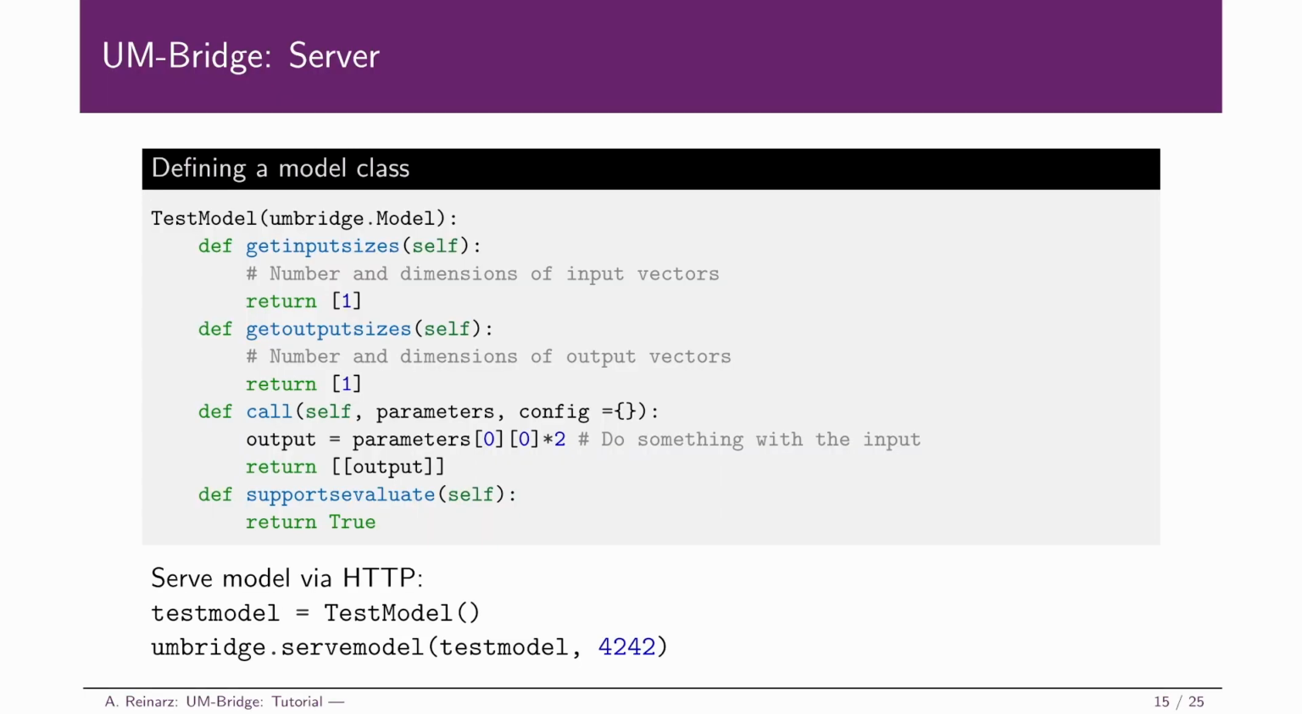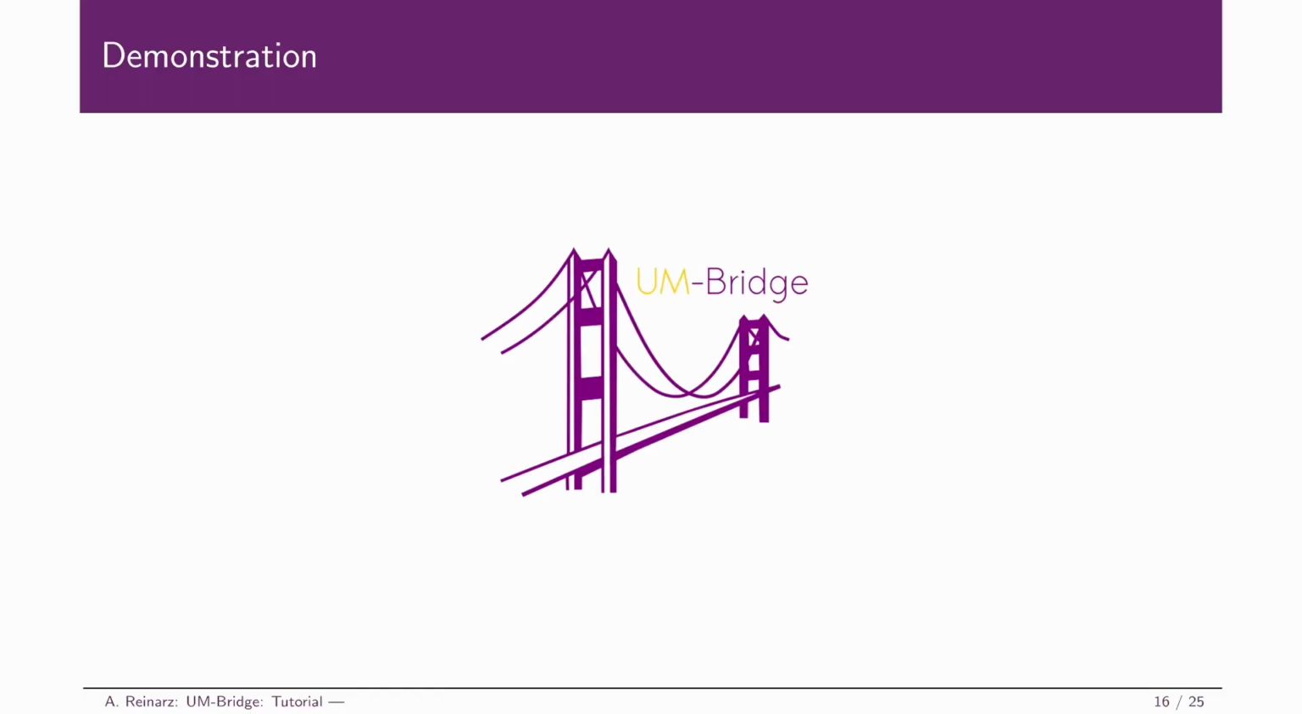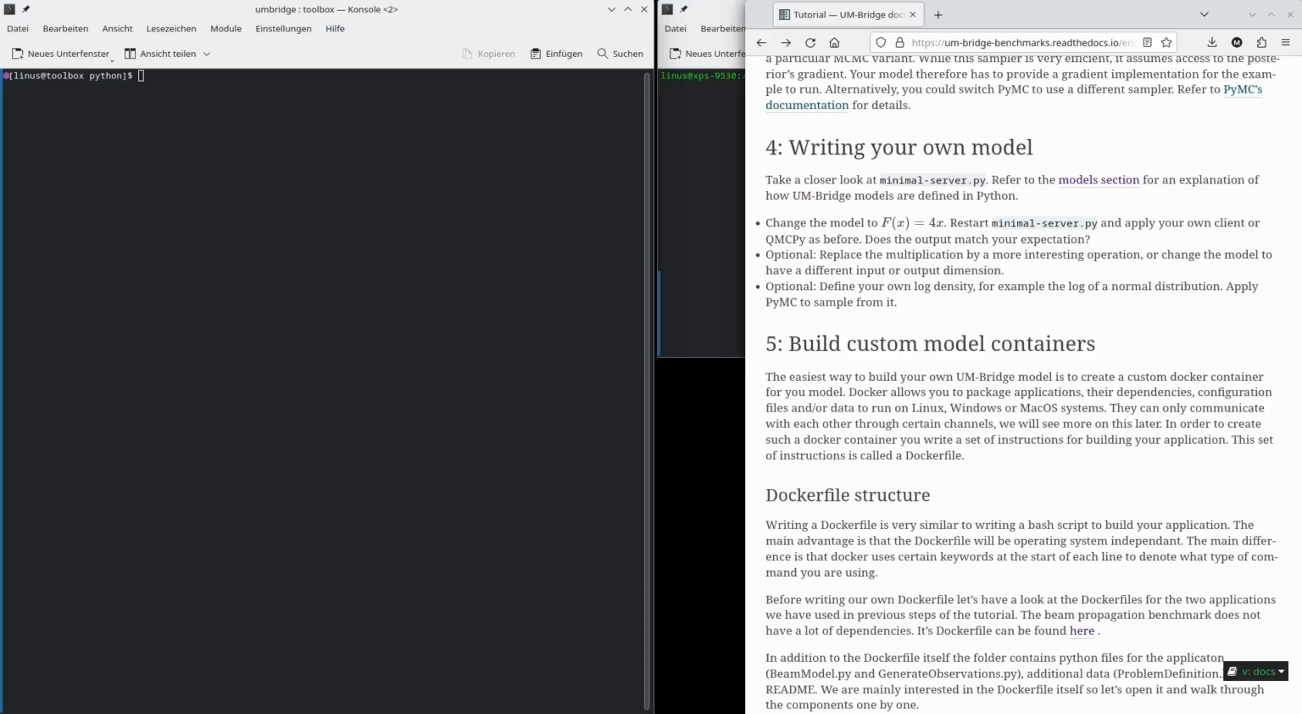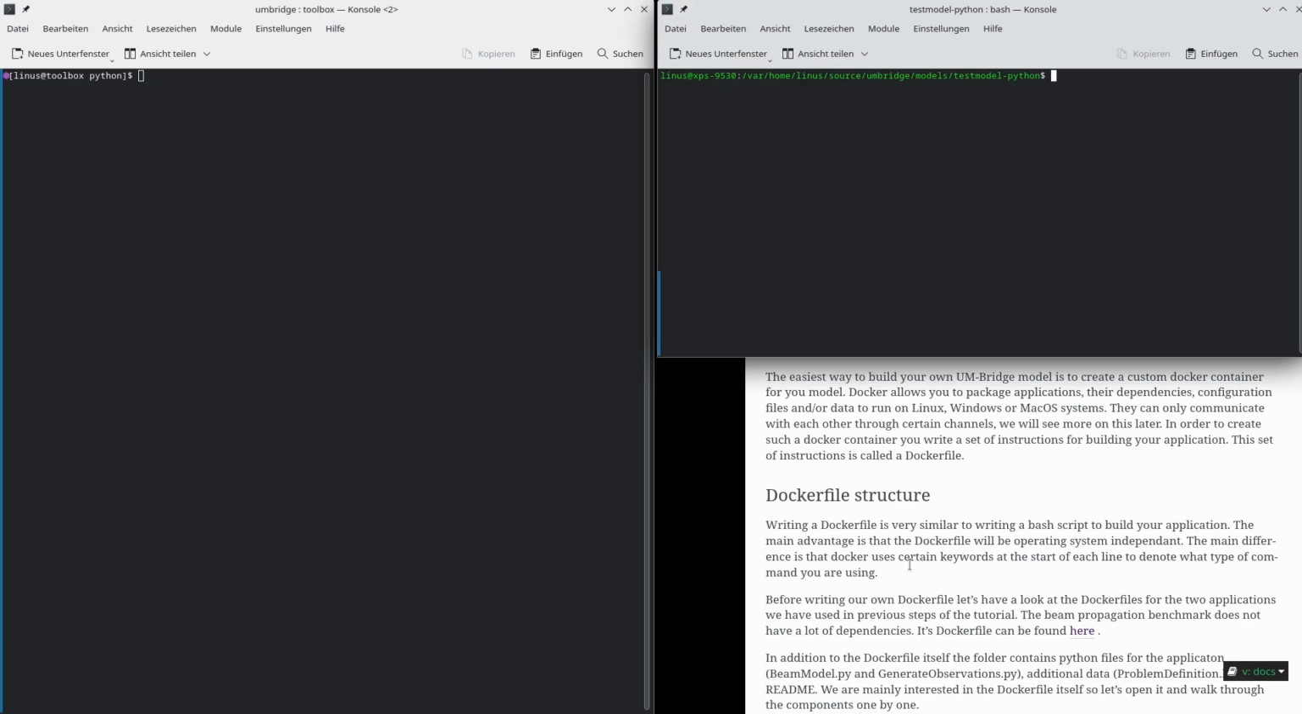And then you can serve this model again exactly as we've seen, even though this is a model you've written yourself. Nothing changes. You don't need to set up anything complicated. You can just run through the same steps that we've done. So let's have a quick look at what that looks like. All right, so we'll continue with the minimal model that we've run before.